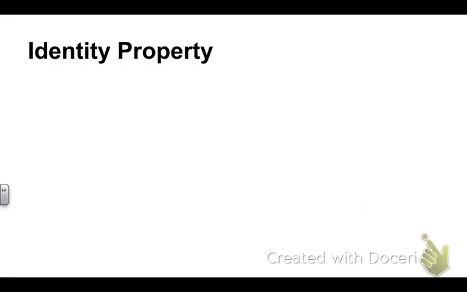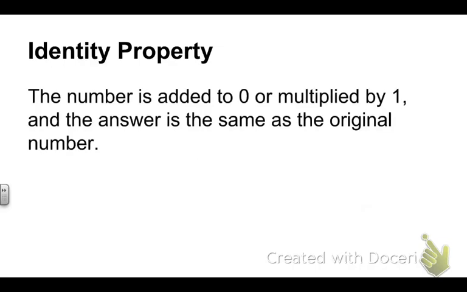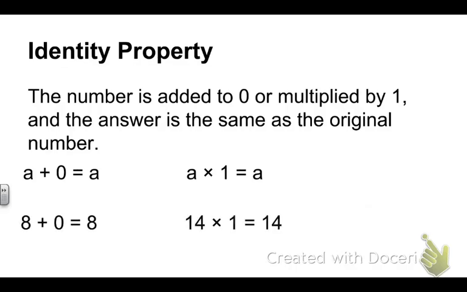The identity property says that if a number is added to 0 or multiplied by 1, the answer is the same as the original number. It holds its identity. It stays strong. So a plus 0, any number plus 0, is any number. And any number times 1 will be any number. So there's some examples there for you.